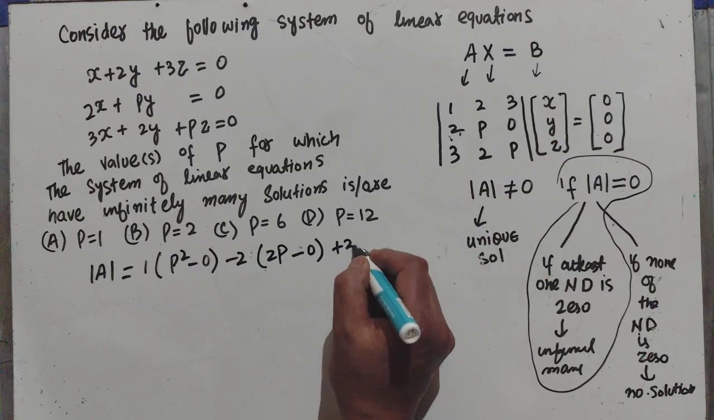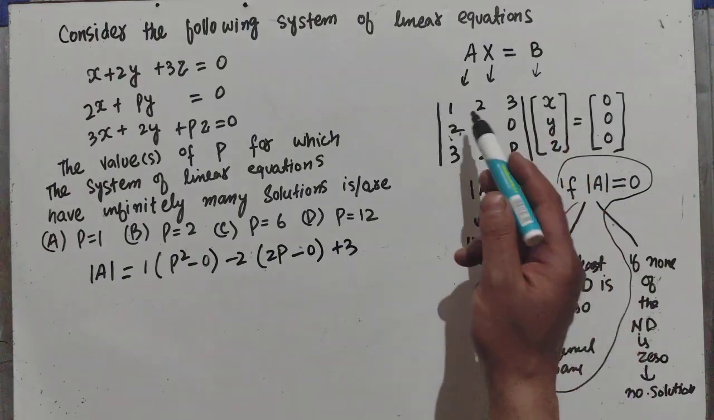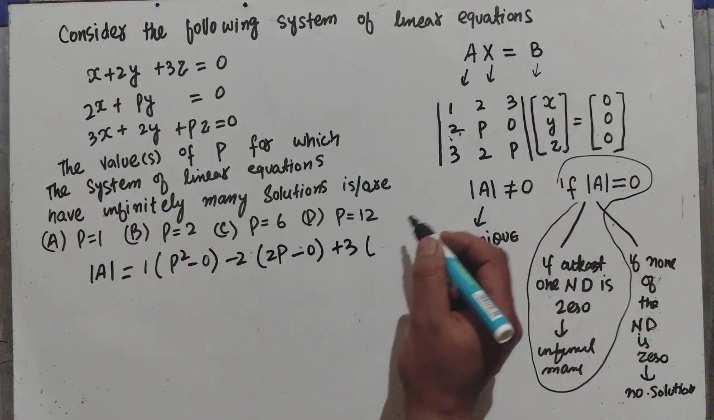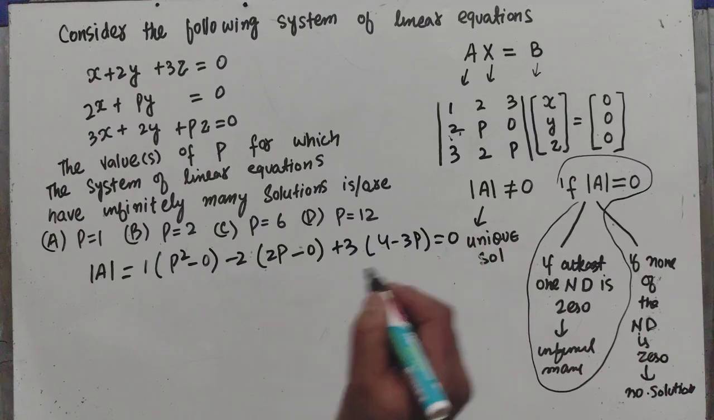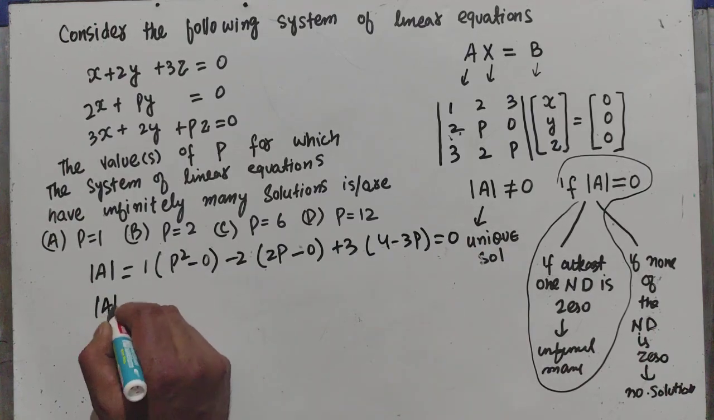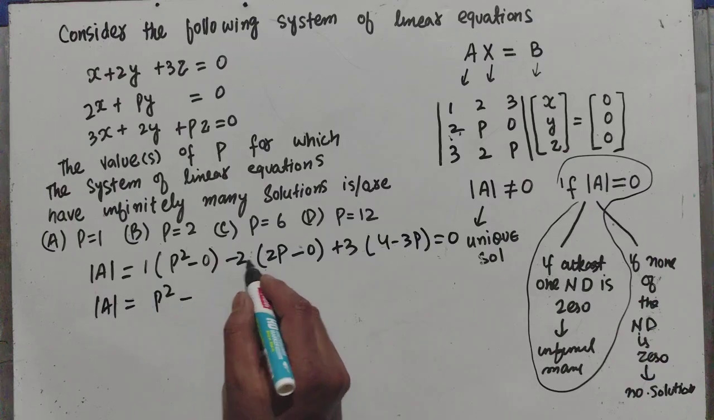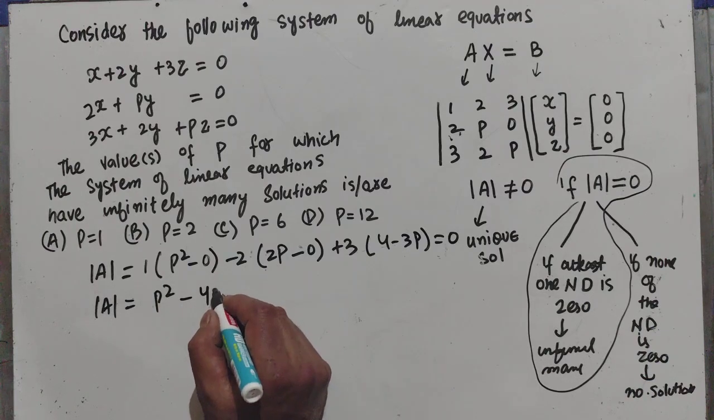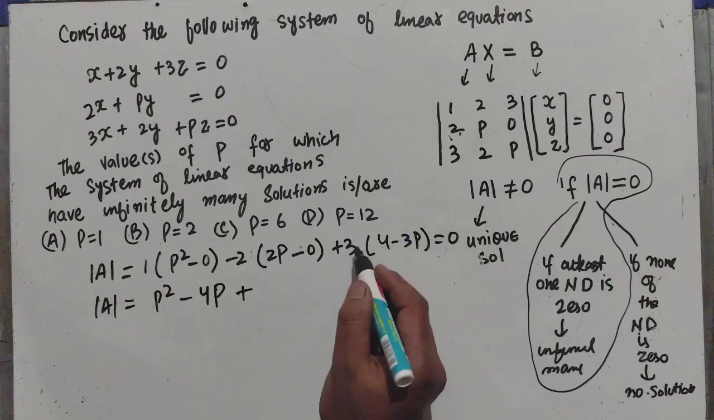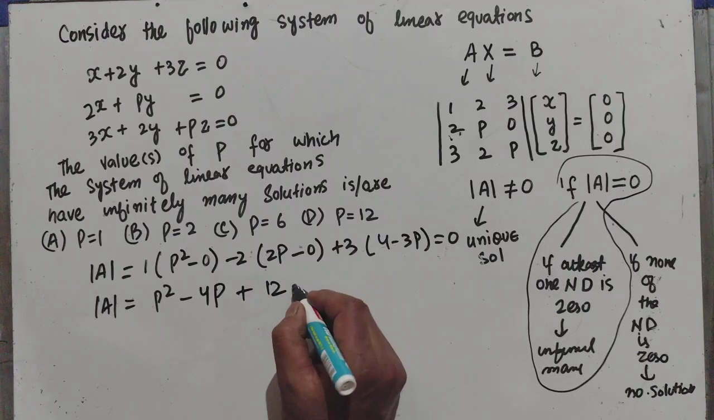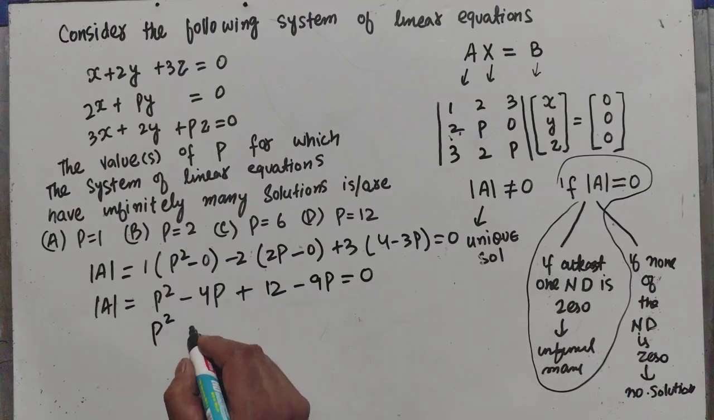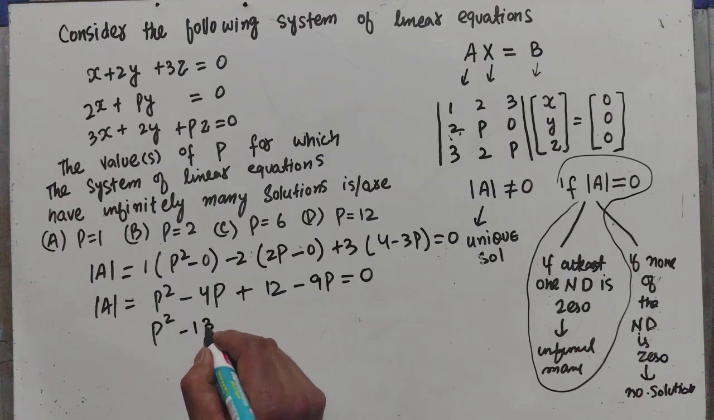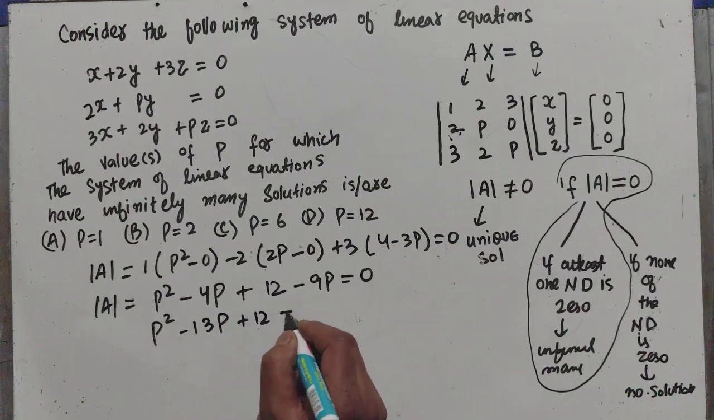Then we have plus 3. We delete this row and this column. So take the determinant of the remaining elements. So 2 2s are 4 minus 3p, and it should be equal to 0. So we get the determinant of A will be equal to p square minus 2 into 2 is minus 4p. Then we have plus 3 4s are 12 minus 9p should be equal to 0. So p square, 9 and 4, it is minus 13p plus 12 should be equal to 0.